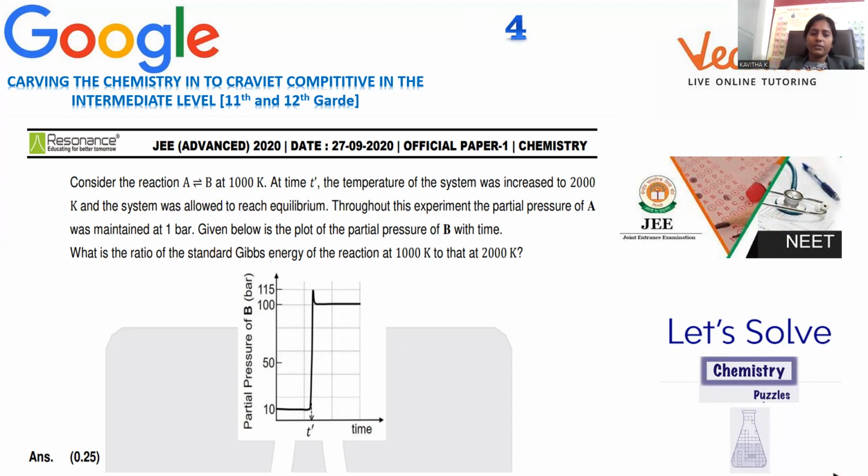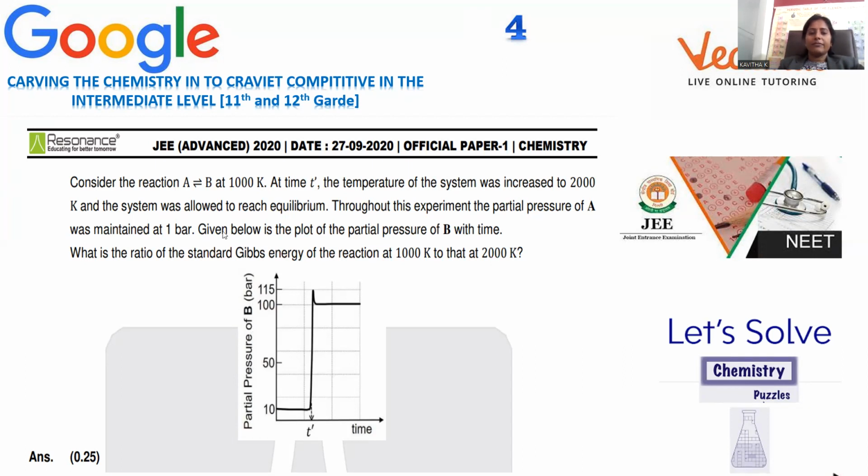Here the graph is plotted between time T and the partial pressure of B in bars. Time was taken on the X coordinate and partial pressure on the Y coordinate, with the entire process carried out at 1 bar, so we are not supposed to change the pressure conditions. Only time gets varied, pressure will not be changed. This is a kind of graphical representation of the problem.